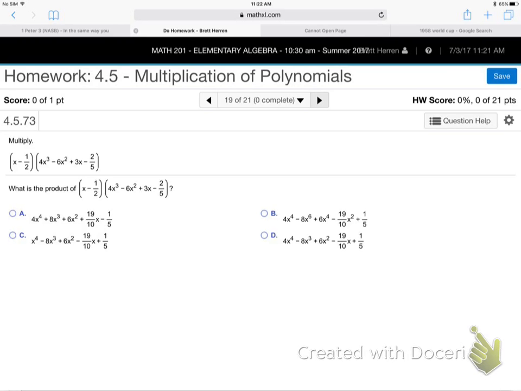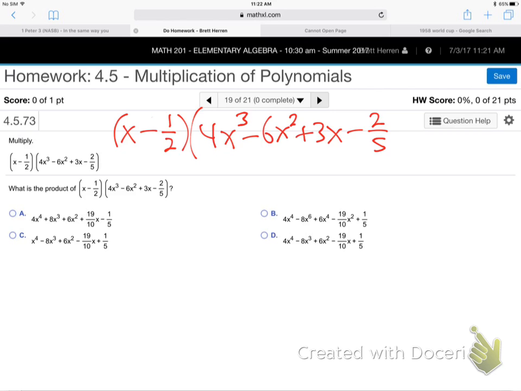Okay, so let's do this. This is a bad one. So x minus a half, x minus a half, times 4x cubed minus 6x squared plus 3x minus 2/5. All right, try that one.